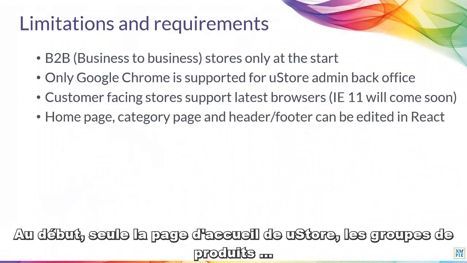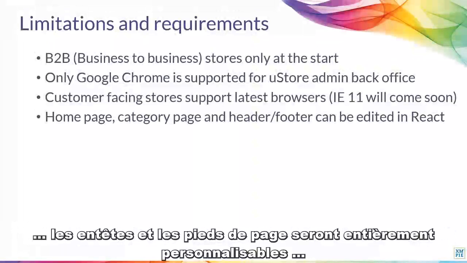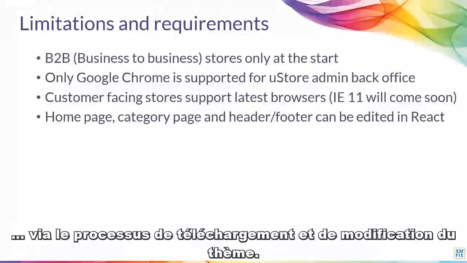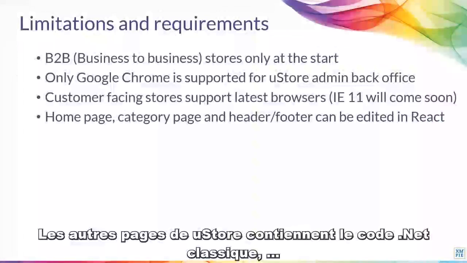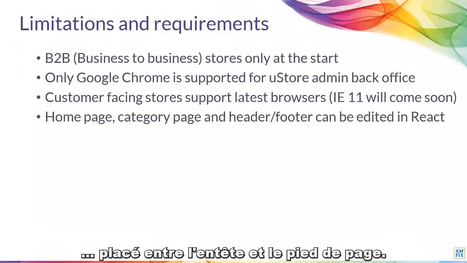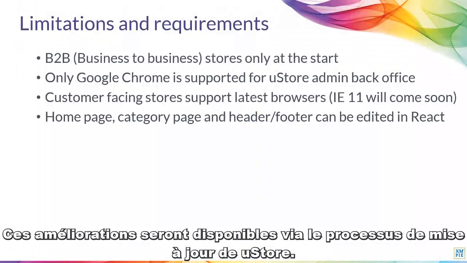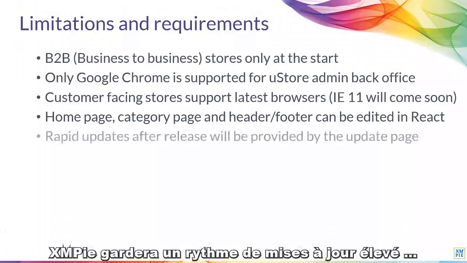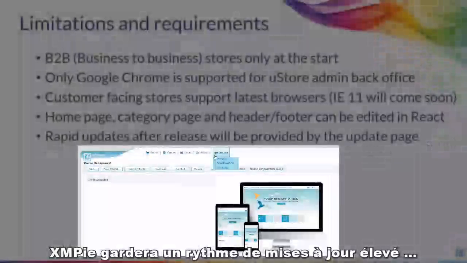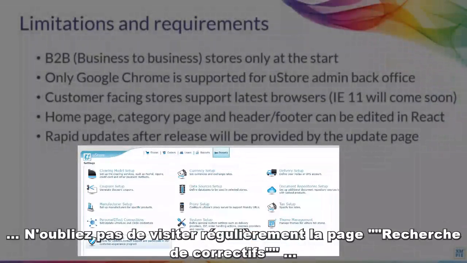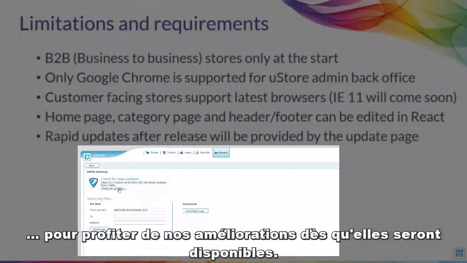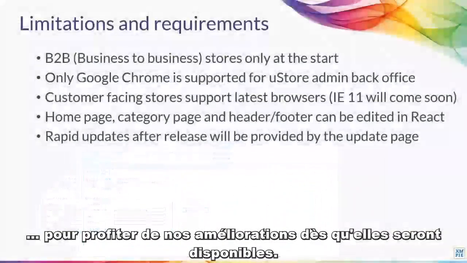At the time of release, only the uStore homepage, product groups, and header and footer are fully customizable by downloading and modifying the theme. Other pages contain legacy .NET code wrapped in the new header and footer. XMPie intends to migrate other pages to the new theme technology as soon as possible. These additions will be deployed via the update system. XMPie expects to deliver rapid updates to uStore, so keep an eye on the update page to take advantage of more new features as soon as they are released.